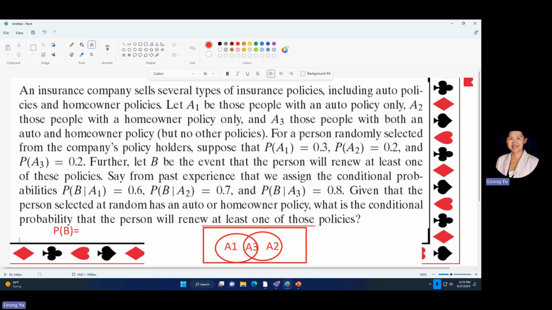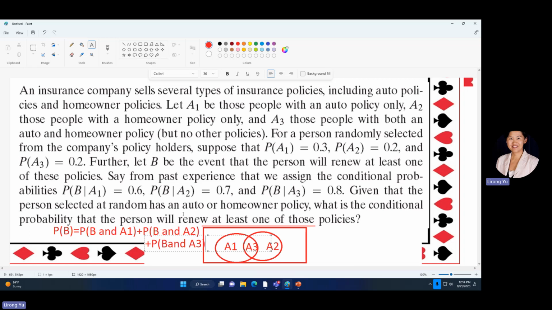It's a different scenario each time. So to calculate B, you would do the probability of B and A1, plus the probability of B and A2, and lastly plus the probability of B and A3. That should be all three different scenarios considered. To calculate each one of them, you use the multiplication rule. For the probability of B and A1, you take A1 multiplied by B given A1.